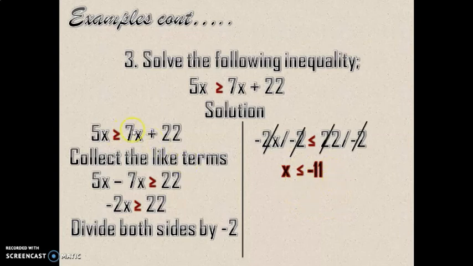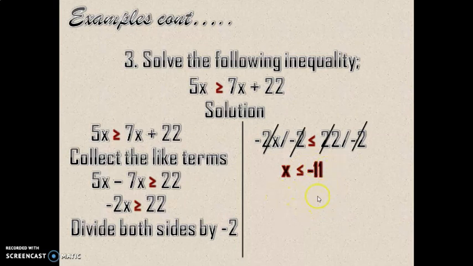Look at the original notation. Greater or equal to 7x plus 22. The original notation is greater or equal to. But look at the final notation, less or equal to, because we divide both sides by minus 2. And once you divide both sides of the inequality by minus 2 or by any negative number, you are going to change the direction from the original direction to the opposite of that direction. That's okay. So I think with these 3 examples, we are going to stop this lesson here.